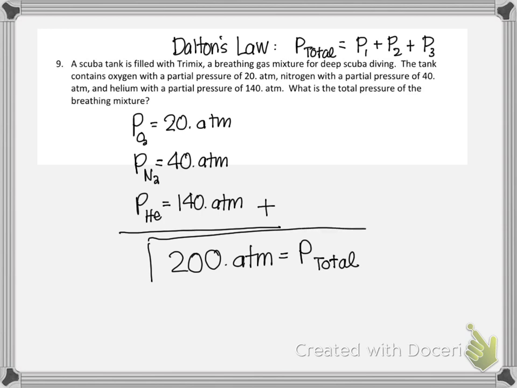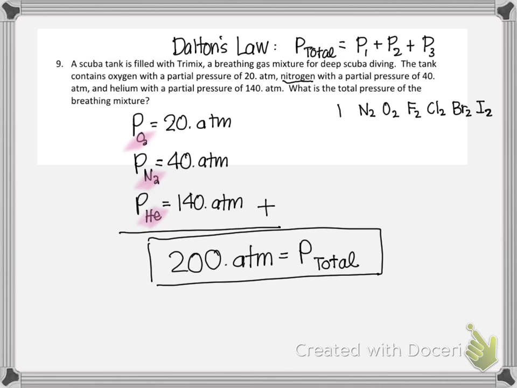Let me add one thing as I'm looking at this problem, just to review. I want to remind you, there are 7 diatomic elements, and a lot of them are gases, so we see them in this chapter. It wouldn't matter on this problem, but if we had to know nitrogen's molar mass, it would matter. Just remember there's nitrogen, oxygen, fluorine, chlorine, bromine, iodine, and hydrogen.